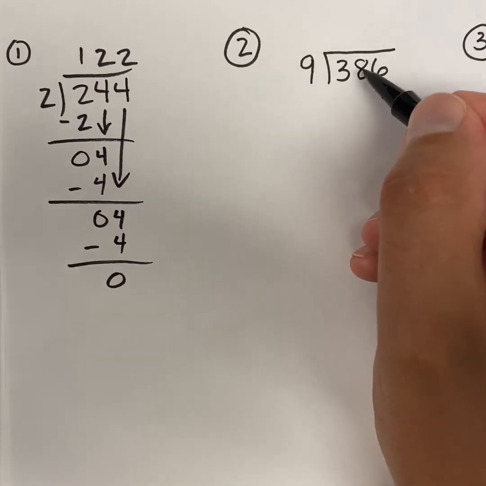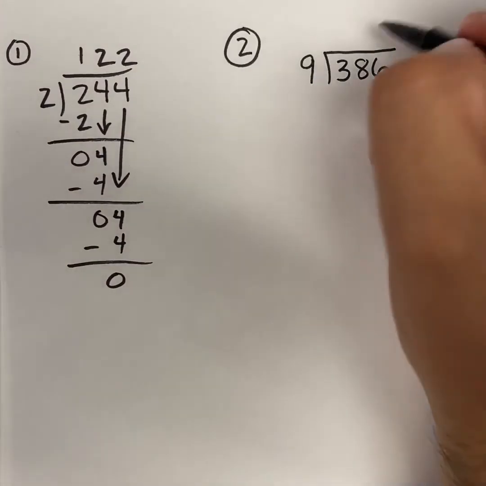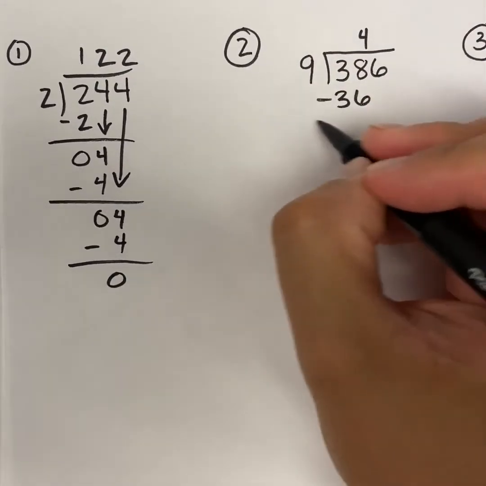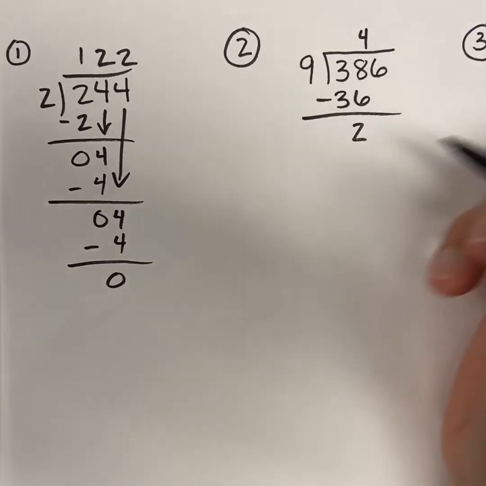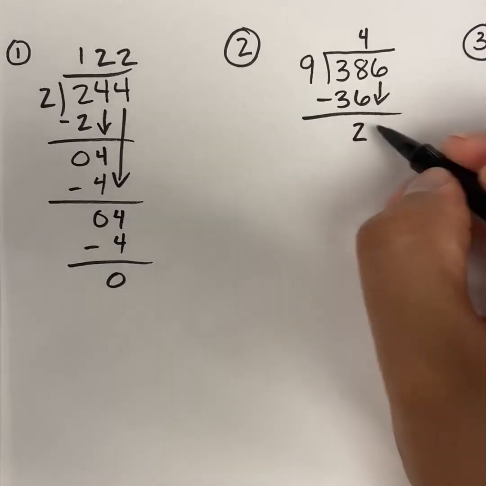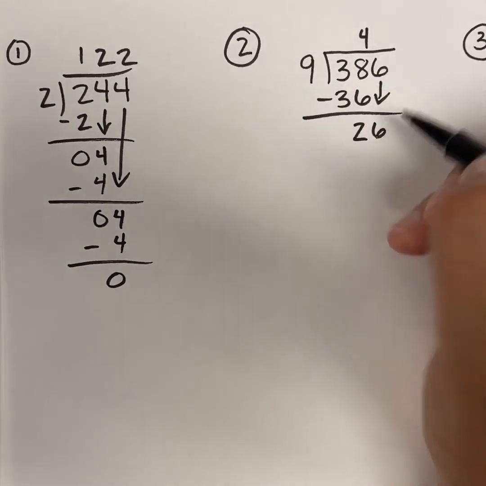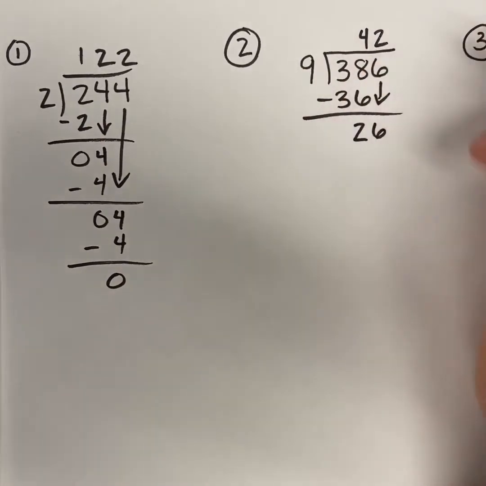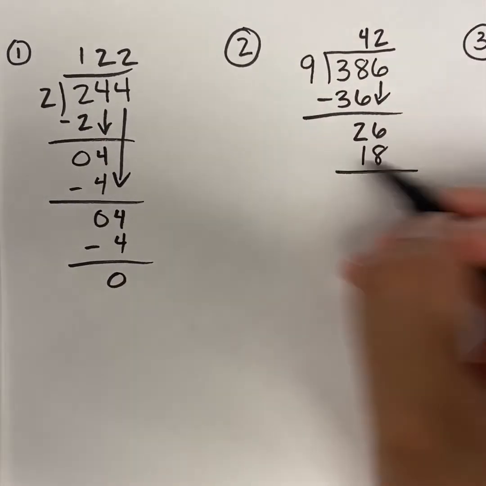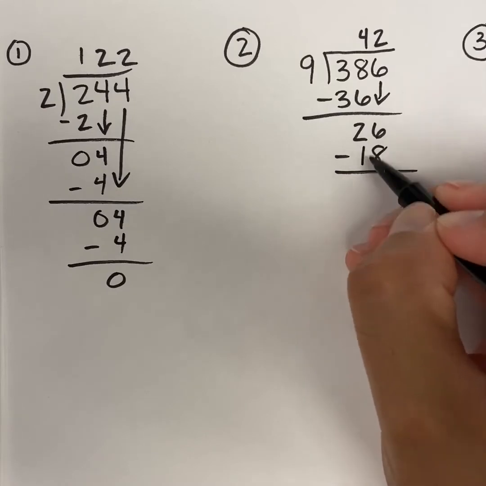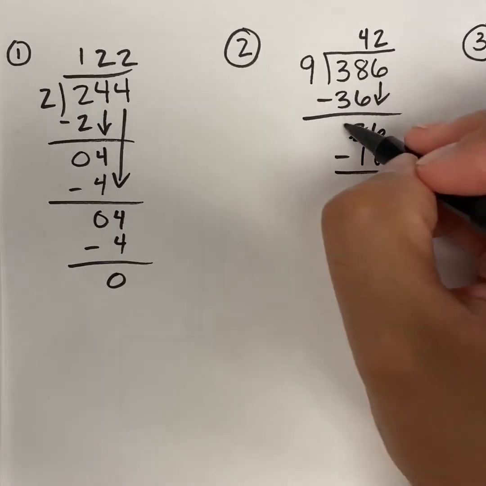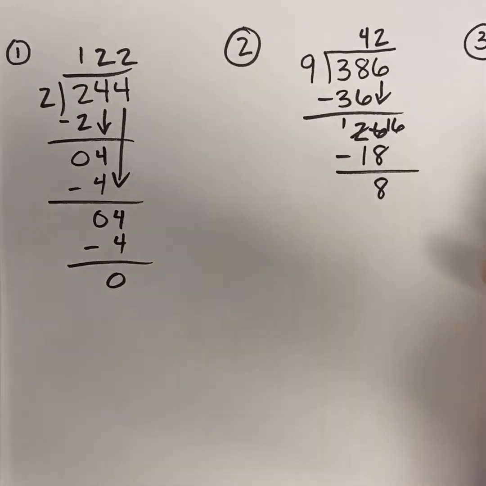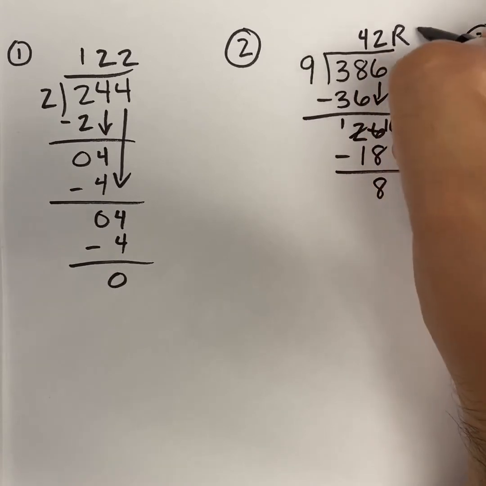Does 9 go into 3? No. Does 9 go into 38? Yes. How many times? 4 times, because 9 times 4 is 36. Subtract. Bring down the remainder there with a 2. Bring down our 6. How many times does 9 go into 26? 3 times 9 would be 27, so it must be 2 times, and that would be 18. We would subtract. We have 26. 26 minus 18 is 8. So we have a remainder of 8.